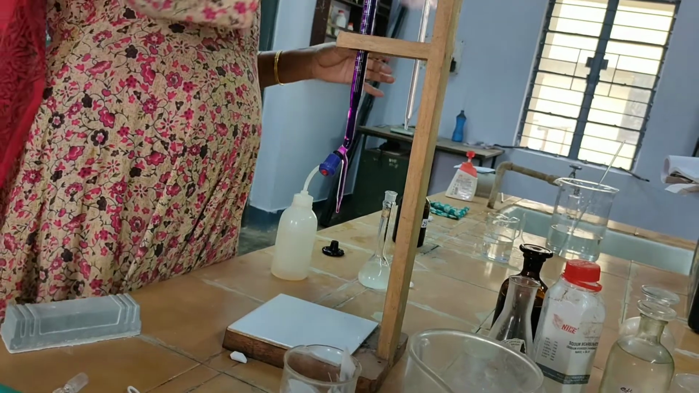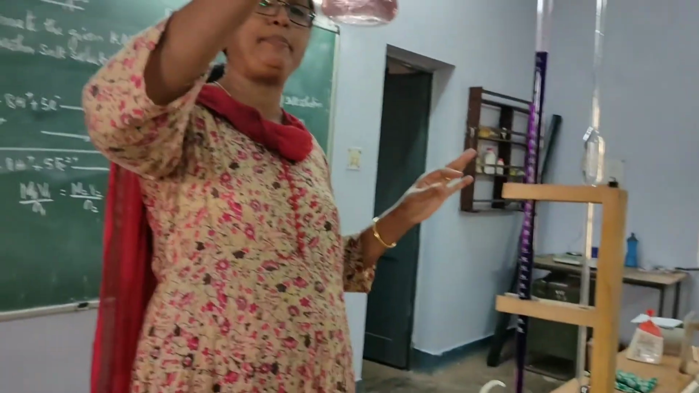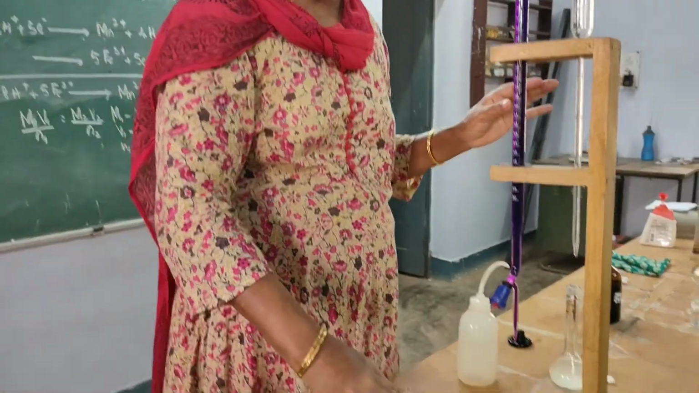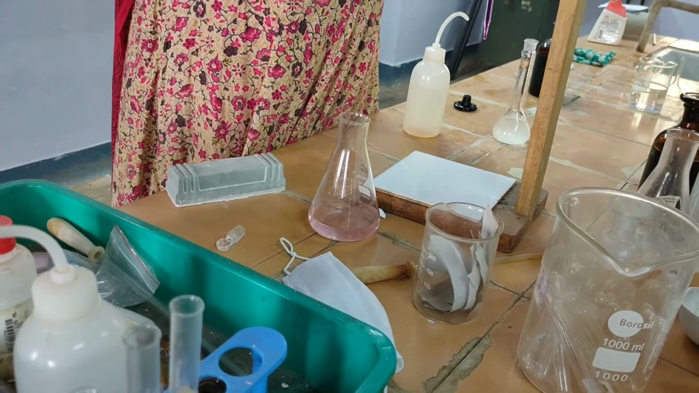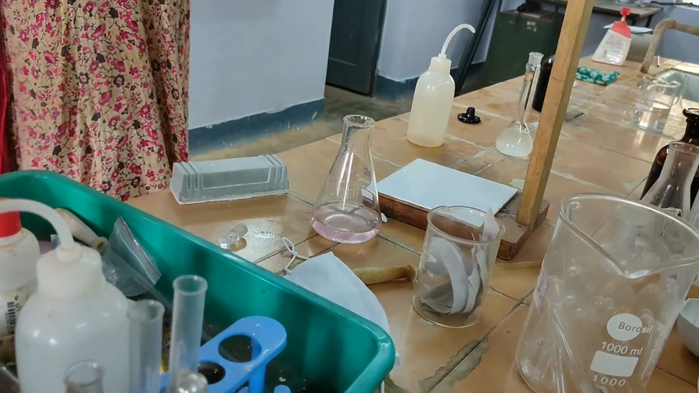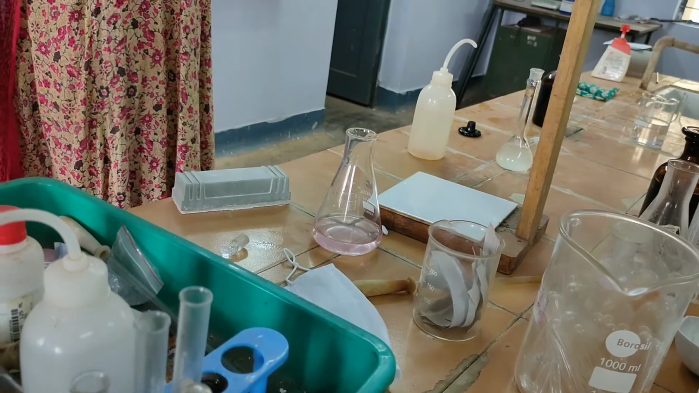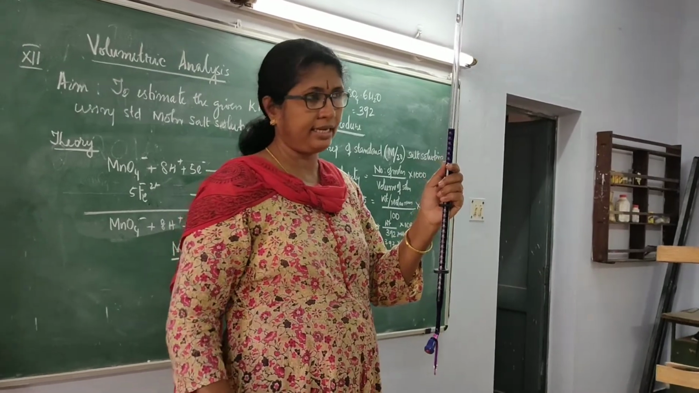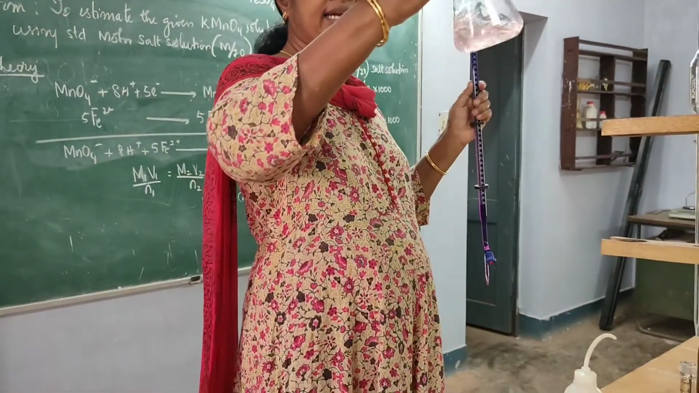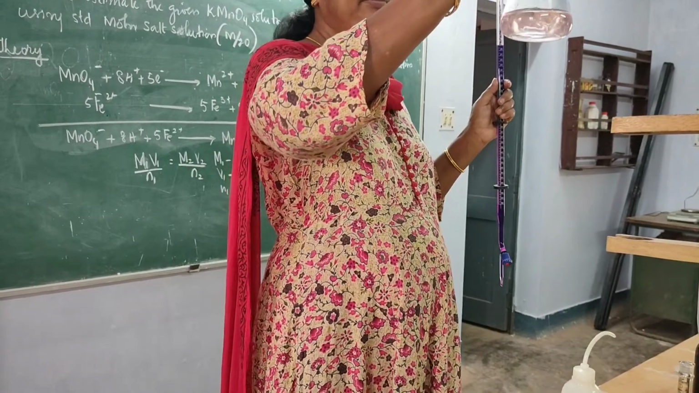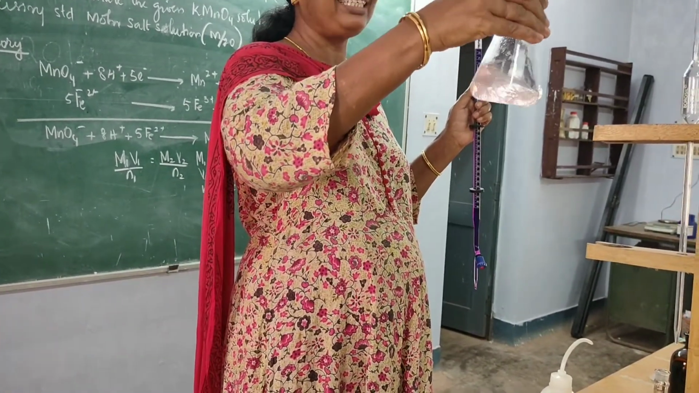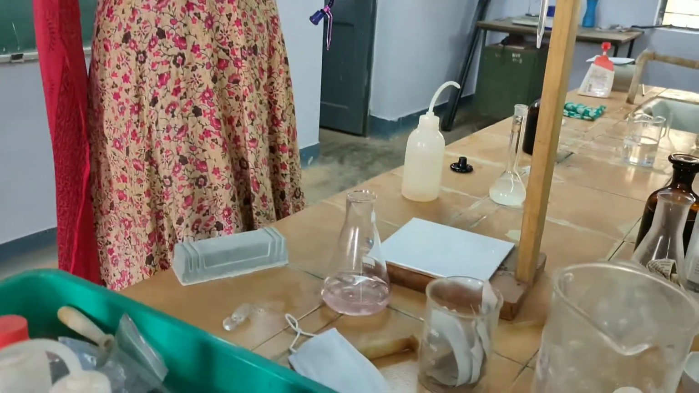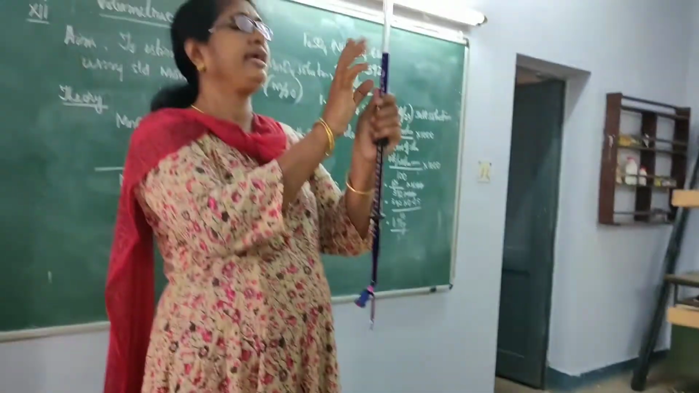See, you got a permanent pink, a very slight permanent pink color. Okay, this is the end point. Our reaction is over. Now what you have to do is take the burette out and keep it at your eye level and take the reading. It is 18.8. You will have to see once more whether any color is disappearing. It must be permanent, because sometimes it takes time to oxidize, so you will have to see that the color is not going. So it is a permanent pink color, and the reading is 18.8.